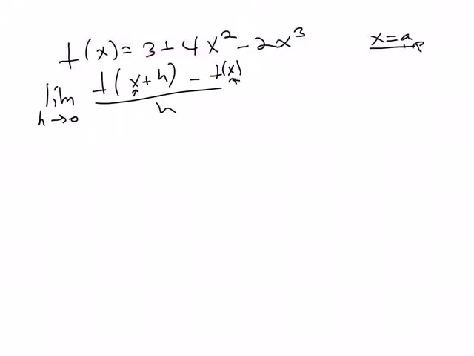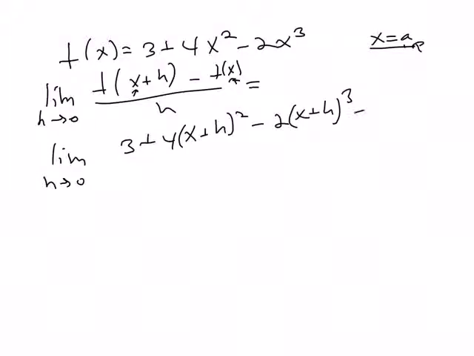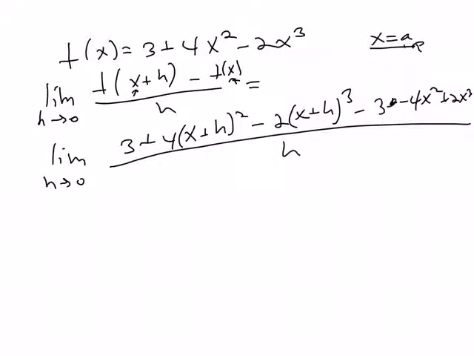Well, so this is going to equal the limit as h goes to 0 of 3 plus 4. Everywhere we see an x, we're going to plug in an x plus h minus 2, and again we see an x, we plug in an x plus h, and now we're just going to write down what f of x is, 3 minus 4x squared plus 2x to the third, and all this is over h.